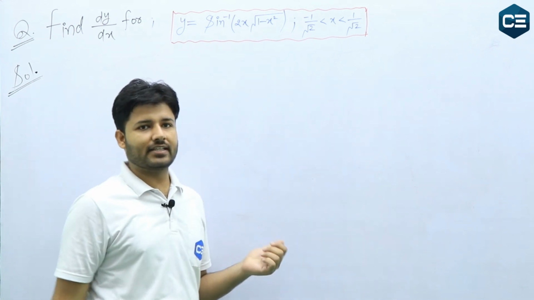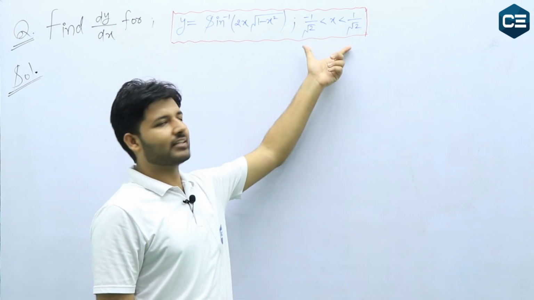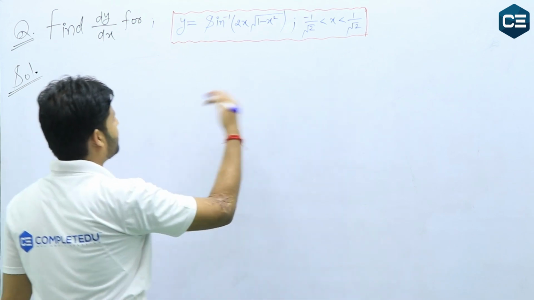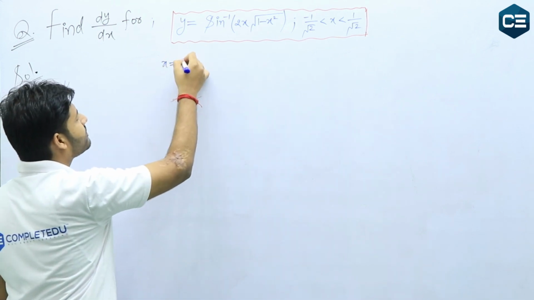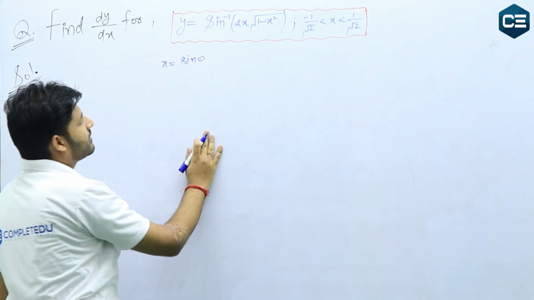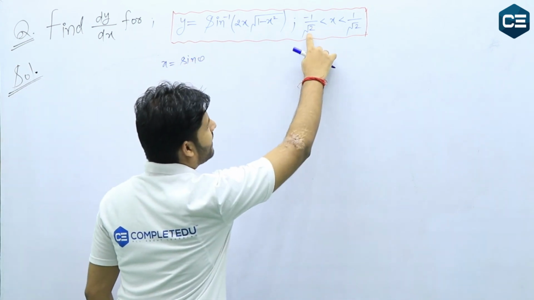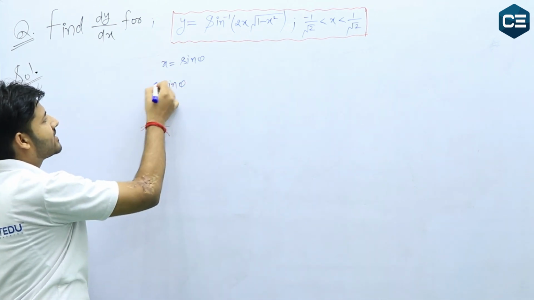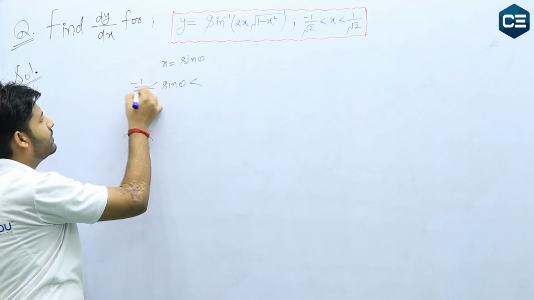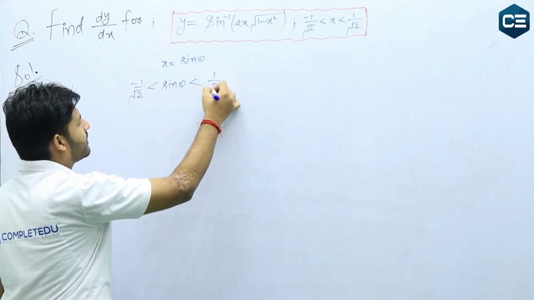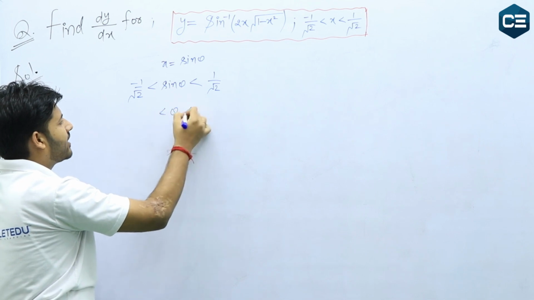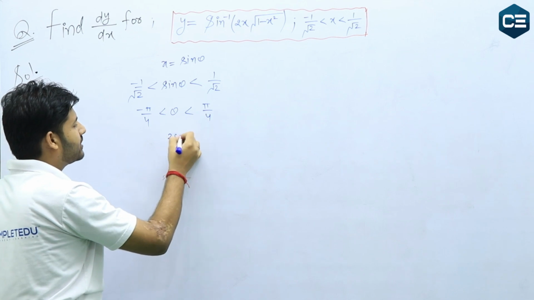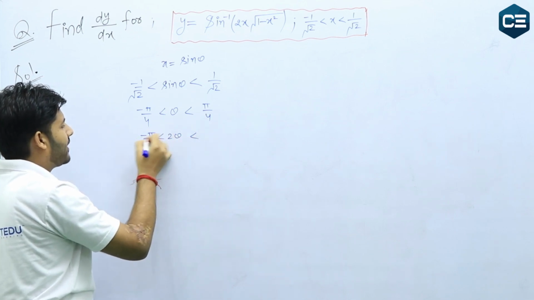Hopefully whoever has made this mistake did not pay attention to this limit. This limit has its meaning. You'll see this. In the first part, we put x equals sine theta, which means x lies between negative 1 by root 2 and positive 1 by root 2, so our sine theta lies between negative 1 by root 2 and positive 1 by root 2, which means theta will lie between negative pi by 4 and positive pi by 4, which means 2 theta lies between negative pi by 2 and pi by 2.